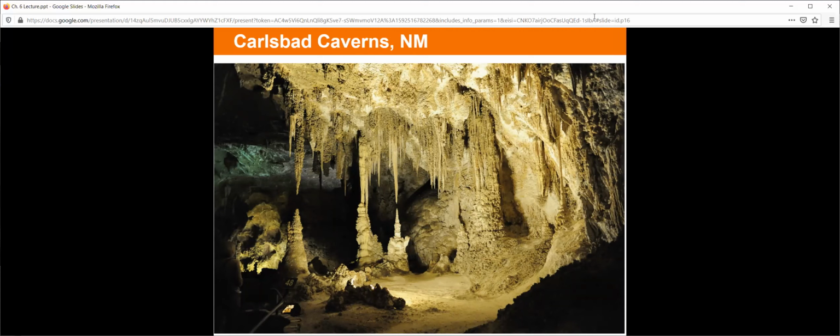Carlsbad Caverns, if you ever get a chance to go here, it is fantastic. But Carlsbad Caverns are the direct result of erosion, weathering, and water. Right? That's where the stalactites and stalagmites come from, the slow drip, drip, drip of water over ridiculously long amounts of time.